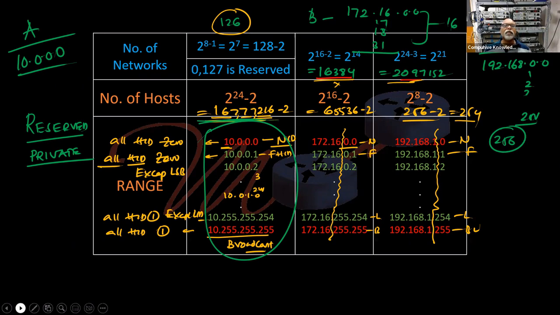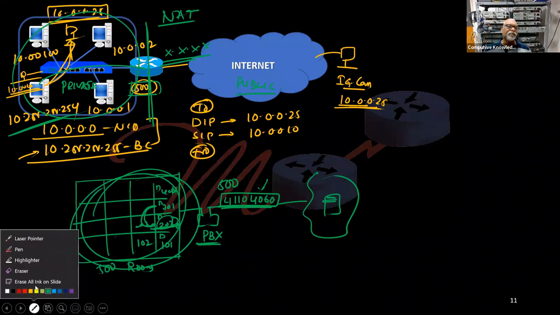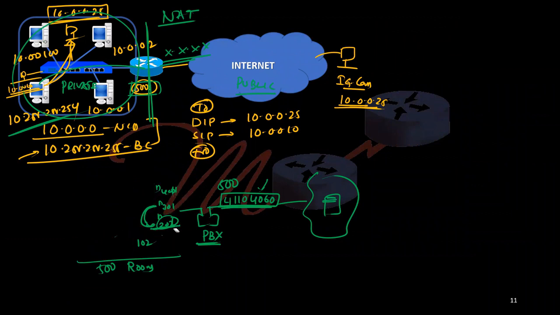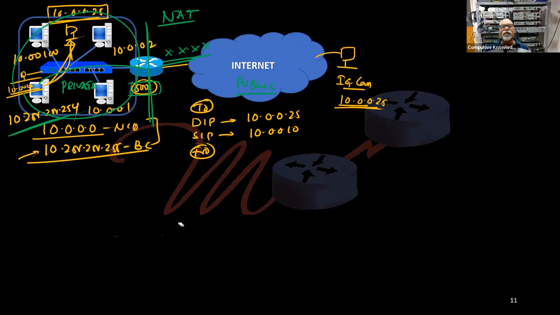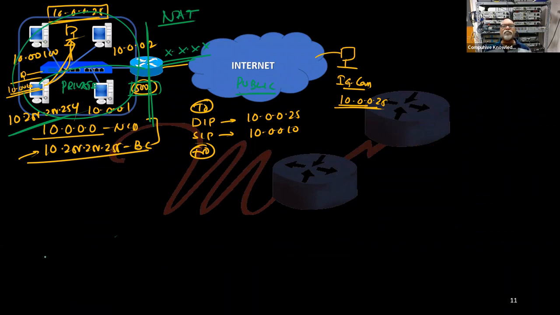Okay. Now, reserved for internally to the organization. For any purpose, internal to organization, at home also you use the same. Because basically they are free IP addresses. You can't go to internet. They are reserved for private purpose. Anybody can use for free.